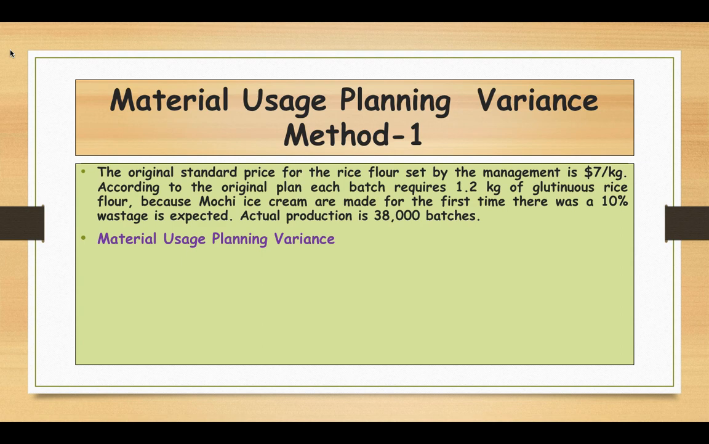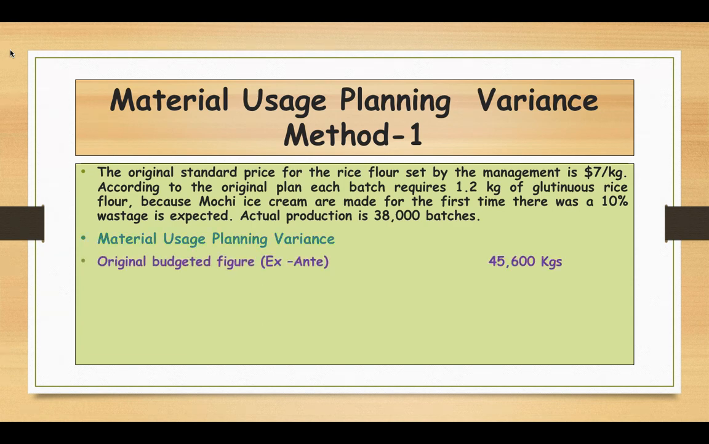The sole reason we are preparing the material price and material usage planning variances is because we need to revise those standards. So we have seen in the price variance, we have used the revised standard price.